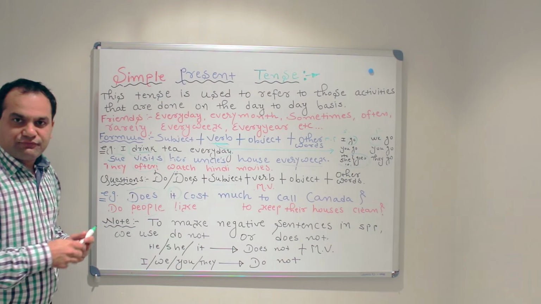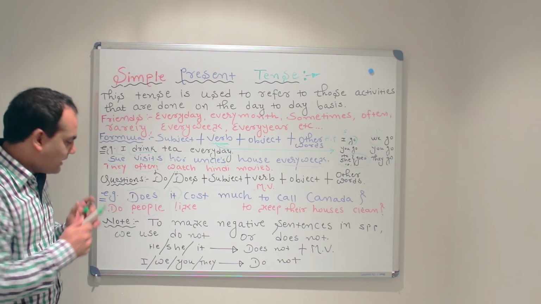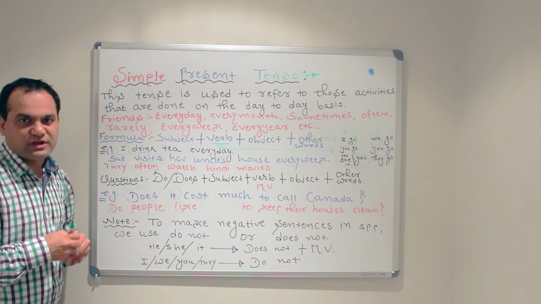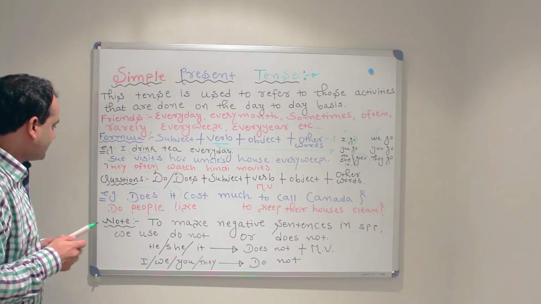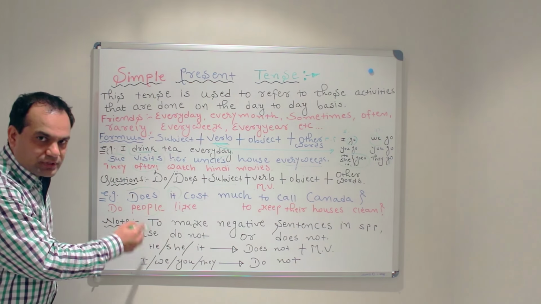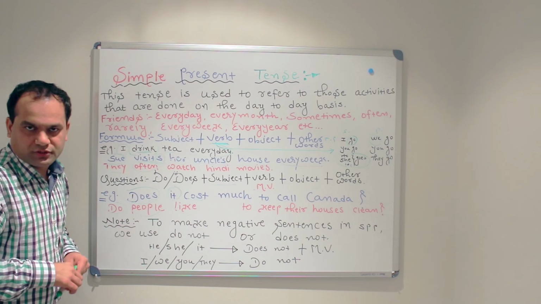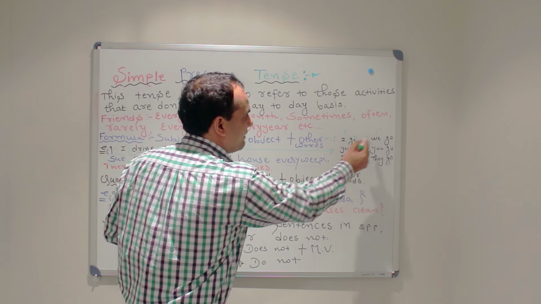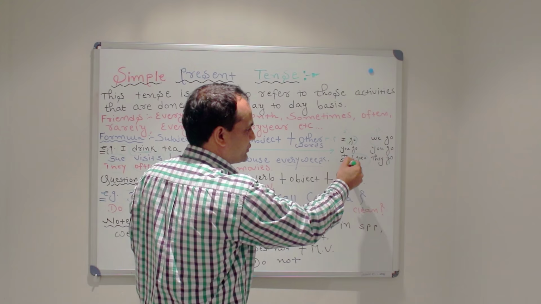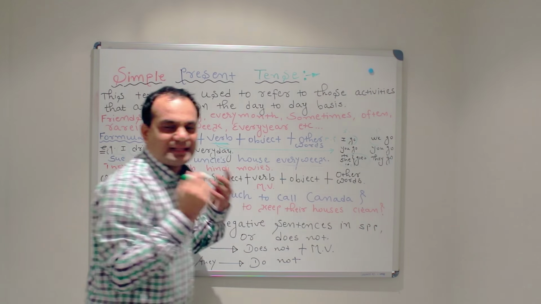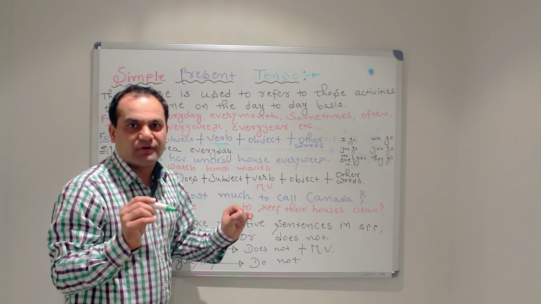Great. If you know how to construct questions in simple present tense, it is very easy to make them negative. You can make negative sentences very easily if you know how to construct questions in simple present tense. To use negatives in simple present tense, the same rule. Use do not or does not. When you are talking about I, we, you, they, use do not. When you are talking about he or she or it, use does not. And since do and does both are modal verbs, you have to use the main verb with them.